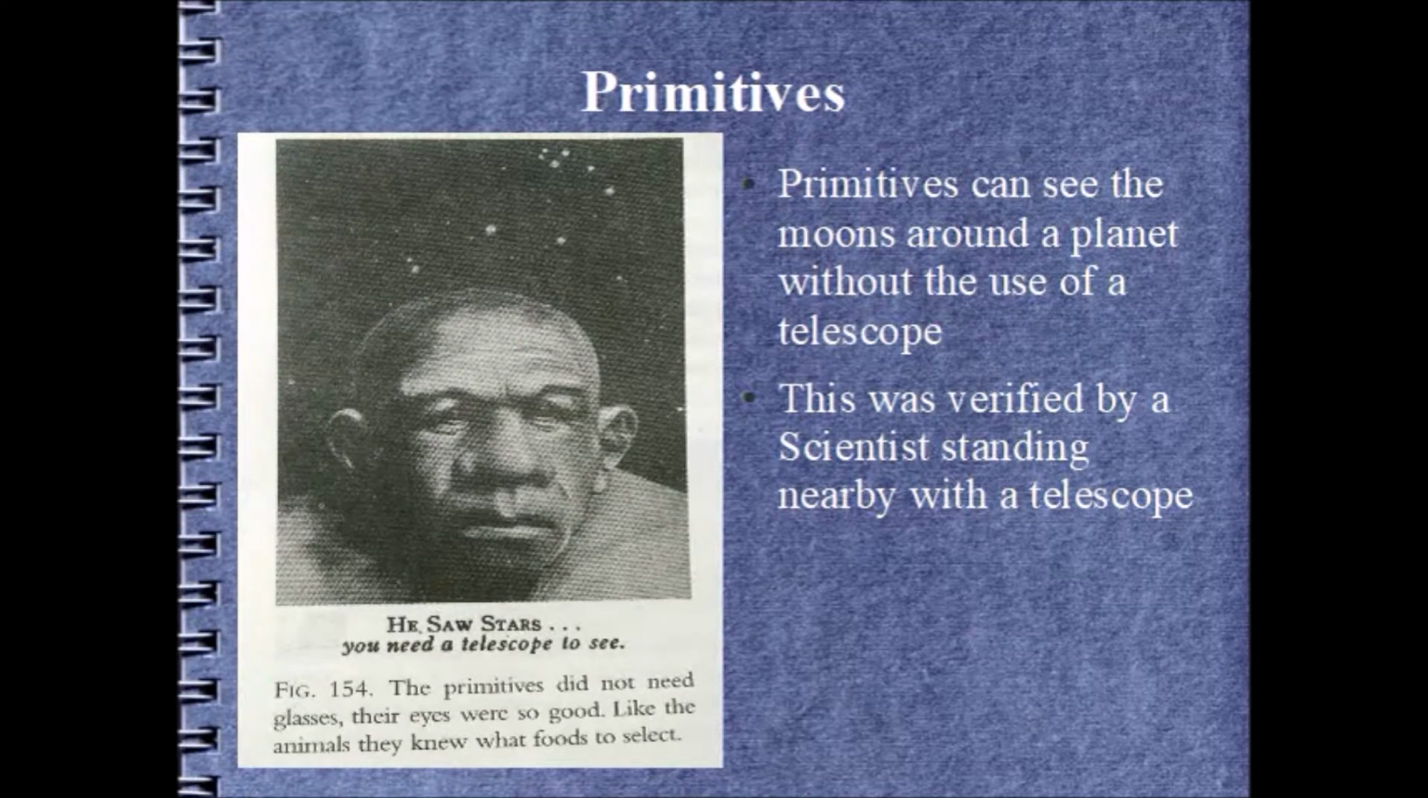The primitives did not need glasses. Their eyes were so good. Like the animals, they knew what foods to select. So the primitives can see the moons around a planet without the use of a telescope, and this was verified by a scientist standing nearby with a telescope. So this caveman here was able to see the moons around the planet without using glasses or a telescope because his eyes were so good and his brain was obviously developed. And they were able to verify that by actually having a scientist stand nearby and look at the moons that he was pointing out.